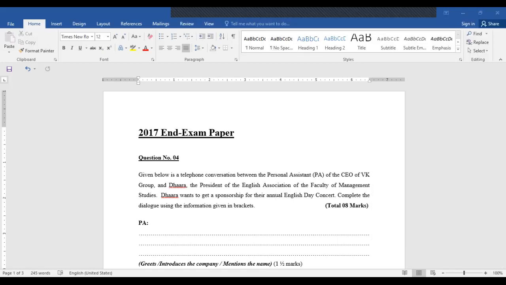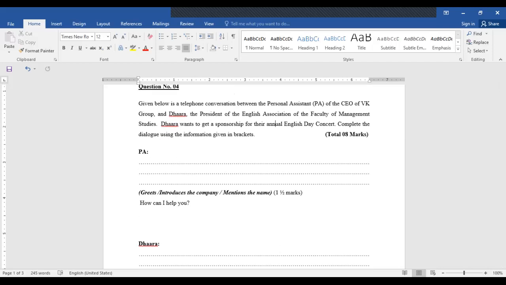So it's a conversation between the personal assistant and the president of the English Association of the Faculty of Management Studies. Her name is Dahara, and Dahara wants to get a sponsorship for their annual English Day. Now, what you have to do is complete the dialogue using the information given in the brackets. So make sure that you use the information that is already given in the brackets.